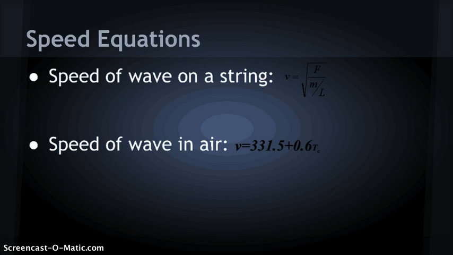There are two different speed equations because each type of instrument relies on different variables. The speed of a wave on a string is velocity equals the square root of the force of tension divided by the quantity of mass over length. The speed of a wave in air is velocity equals 331.5 plus 0.6 times the temperature of the air.